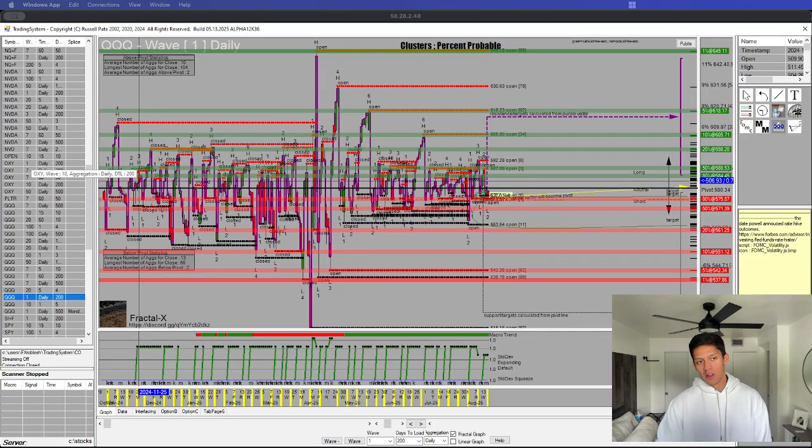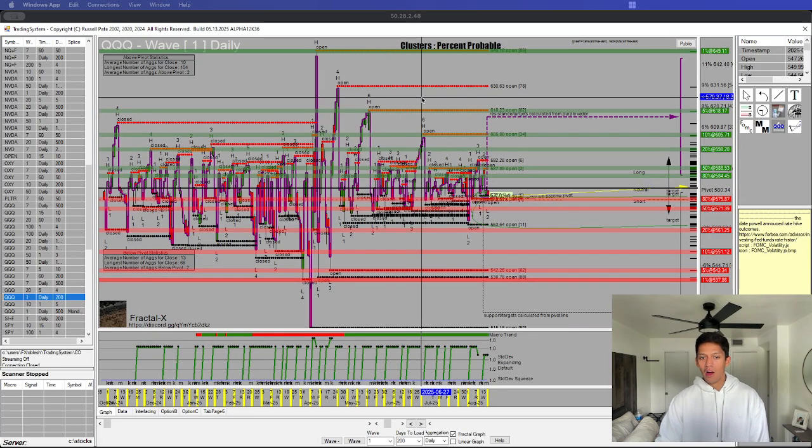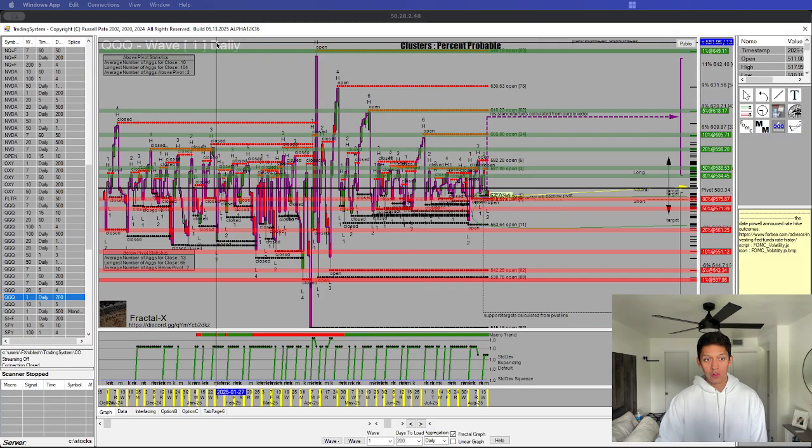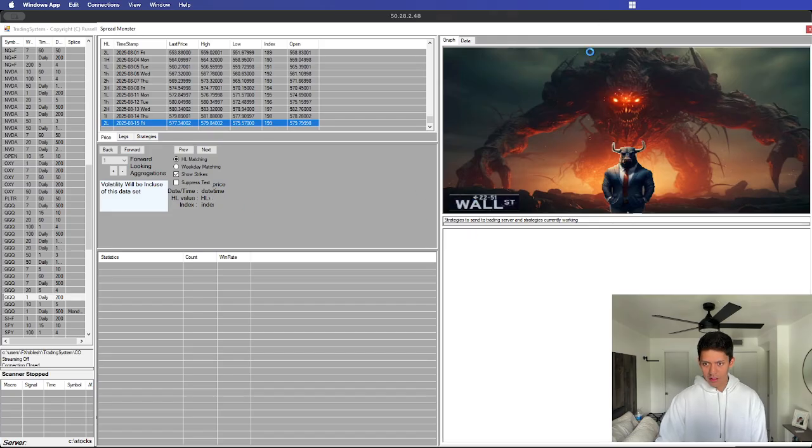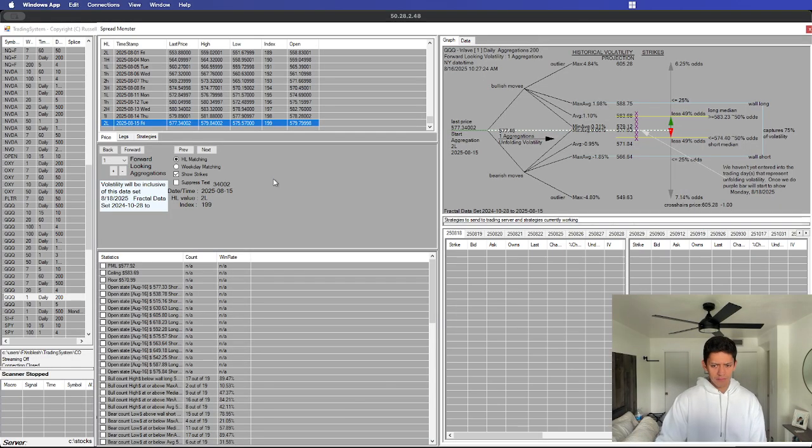We're looking at the spread monster in this video. Now, to get the spread monster, you could go to Wave 1 Daily. It's a very common pattern to use Wave 1 Daily. Right click and go to spread monster. You're gonna see this little graphic show up, some information. This is an overview of the spread monster.